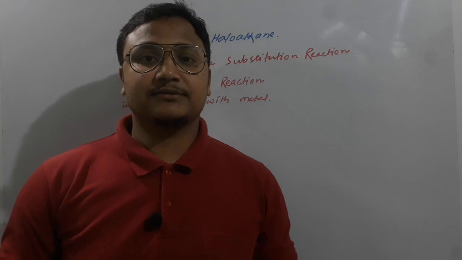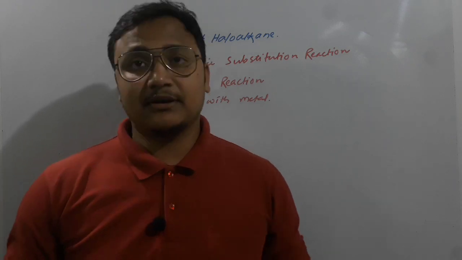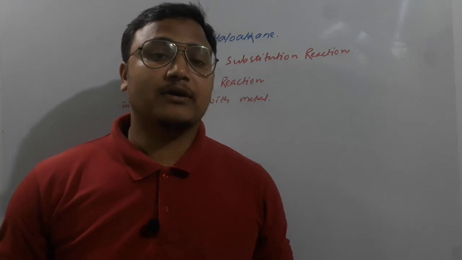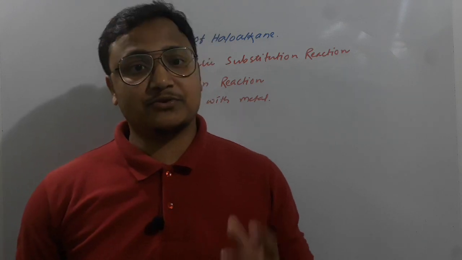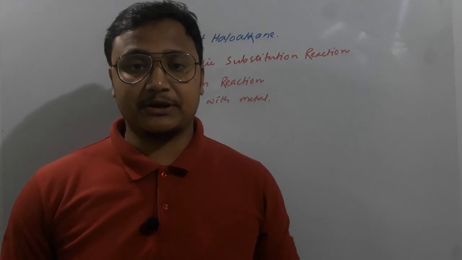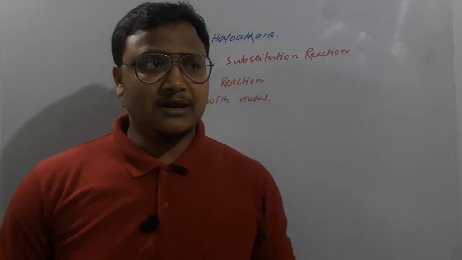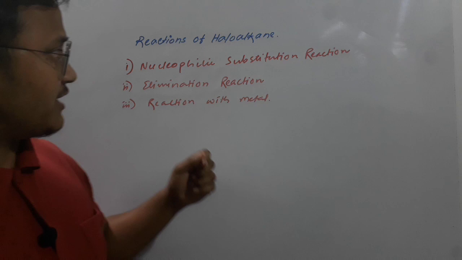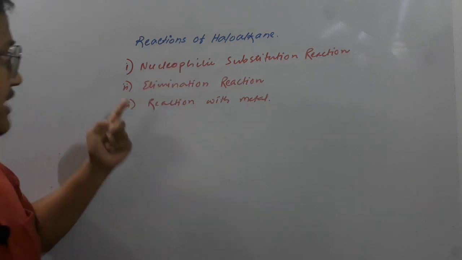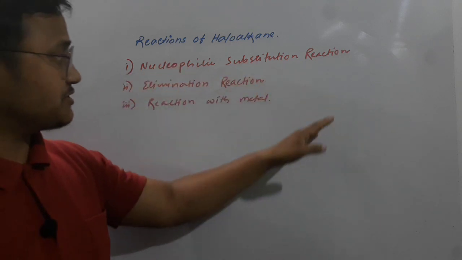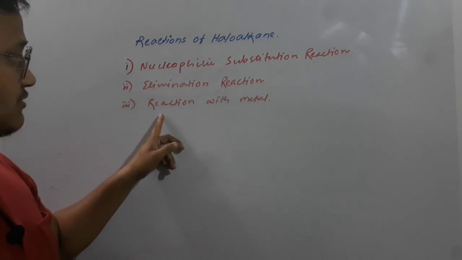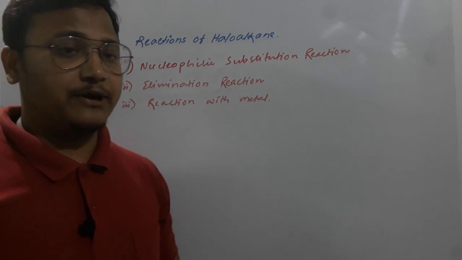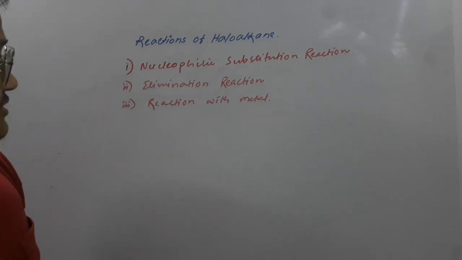In this class, we will discuss the chemical properties of haloalkanes. By chemical properties of haloalkanes, we mean the chemical reactions of haloalkanes. In today's class, I will be covering three different types of reactions of haloalkane. First is the nucleophilic substitution reaction, another is the elimination reaction, and the last one is the reaction with metal. Okay, so now let's start the topic.